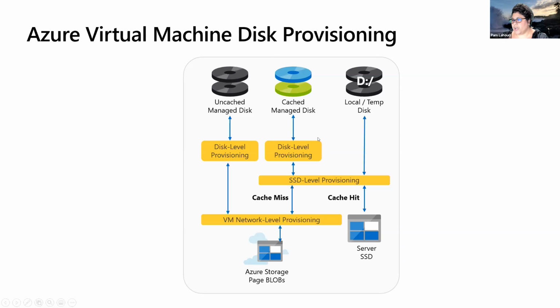So when you turn on caching, it gets a little bit more complicated, because you could be hitting really all three levels of provisioning for cached disks. Again, I'm going to talk a lot more about this later in the session, and we'll talk more about how this caching works. But these are the essential pieces of how storage works on an Azure virtual machine.